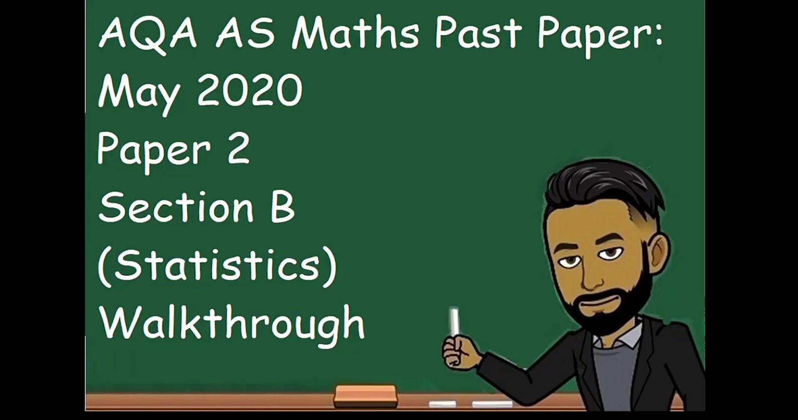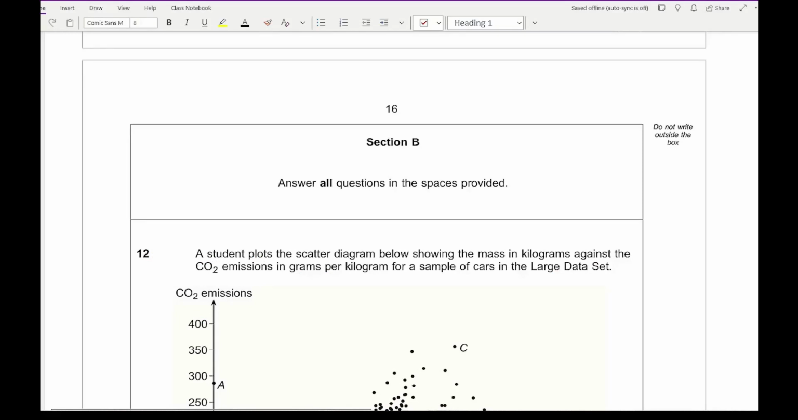So welcome everybody to this latest video on 162 Maths, and in this video we're going over the AS Maths paper of 2020, paper 2, section B, which is the statistics section. Now as always, I'll include a question breakdown in the description below so you can see which question refers to which topic. So let's get straight into section B.